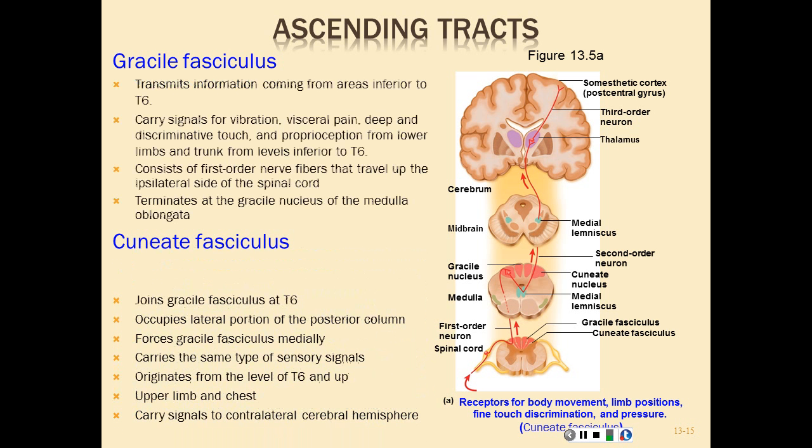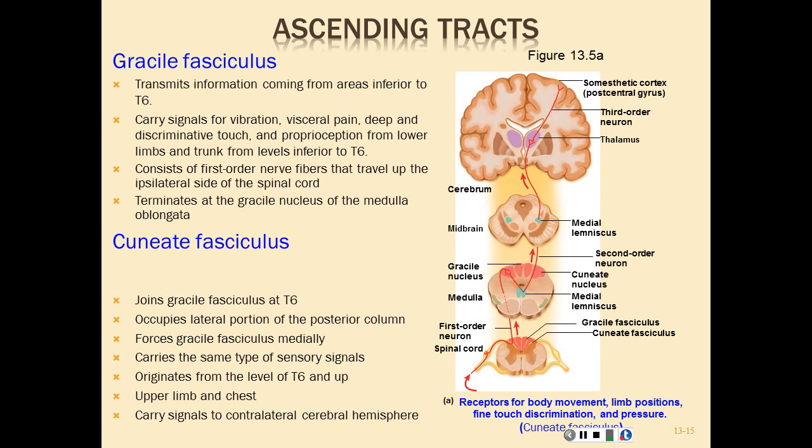So the first one here is the gracile fasciculus. It carries signals from the mid-thoracic and lower parts of the body. So we're looking at the lower limbs and mid-thoracic, right around your torso area. Now, it composes the entire posterior column below T6, and it is joined at T6 by the cuneate fasciculus. So at a particular region, these two are going to work together to send the information upwards.